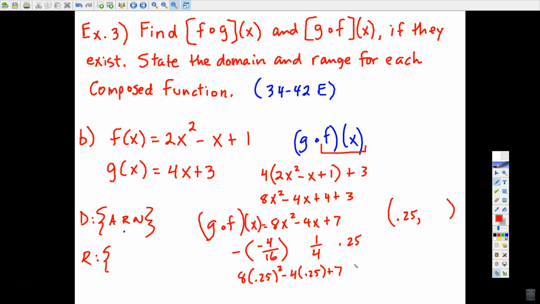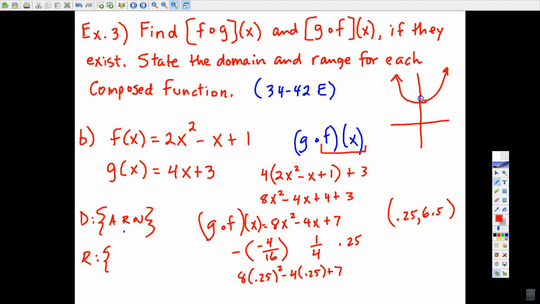So let's grab our calculator. 8 parentheses 0.25 close parentheses squared minus 4 parentheses 0.25 close parentheses plus 7. And that is 6.5. All right, so once again, if you need a picture, this will be a parabola that opens up because the a number is positive. A fourth, 6.5. I'm just going to guesstimate. That's about right there. So it opens up from here.